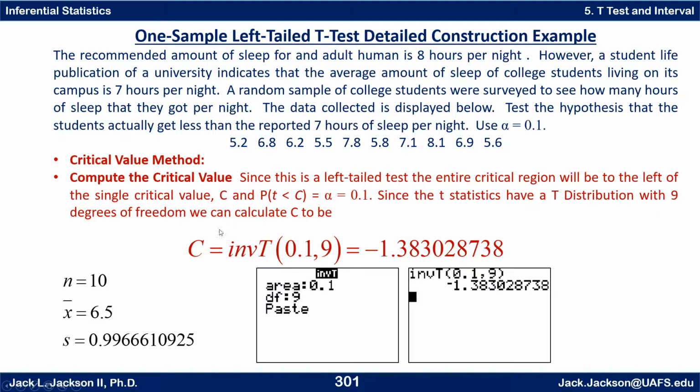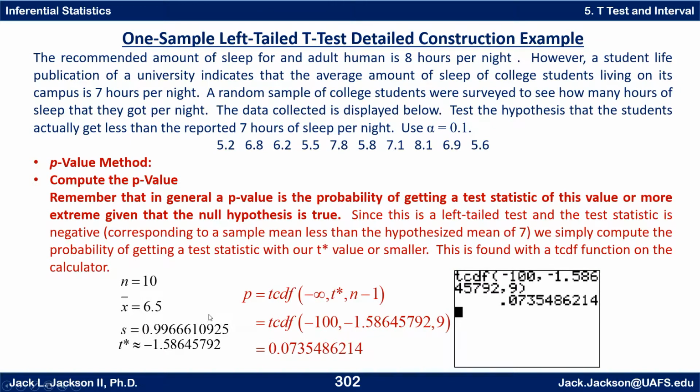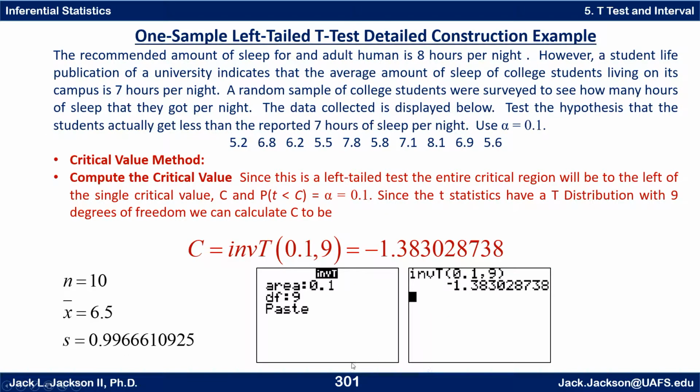Compare that to the t test statistic, which I think we already have stored as t, and that t-star test statistic was about negative 1.59. So that negative 1.59, we want to compare that to this inverse t.